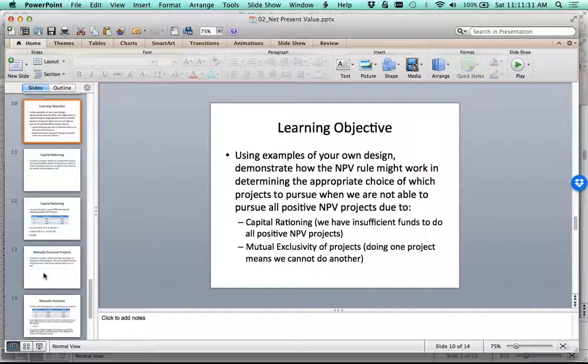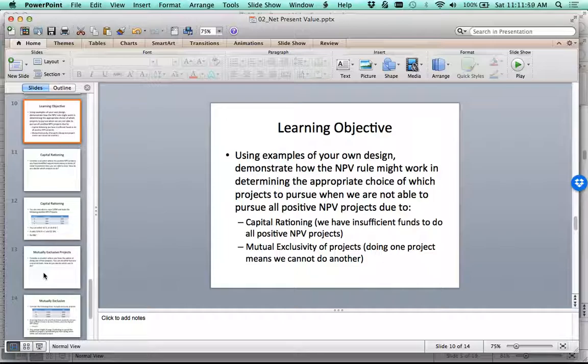Maybe I've got a particular plot of land, and I've got two choices for things that I could do with that land. But if I do one of them, I can't do the other one, right? You can only use the land for one of them, not both. Or maybe a piece of equipment that we use.